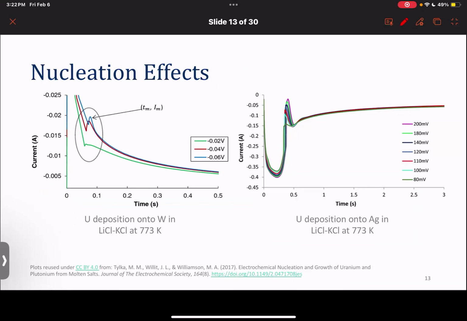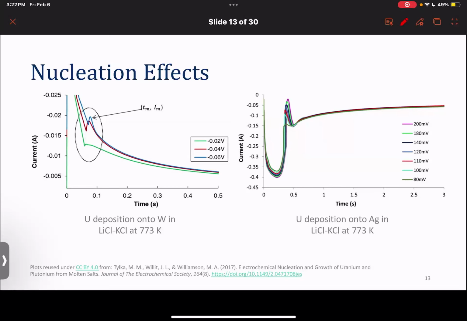Nucleation effects are another factor to consider if you have an insoluble product. Maybe you're depositing a metal out onto your electrode. And that manifests as these humps that show up in your curve. So basically your current's decaying and then spikes back up and decays back down as you nucleate and form these new phases on the electrode.